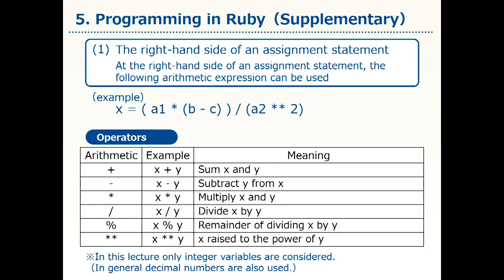These are already prepared. For example, we have addition, subtraction, and asterisk is used for multiplication. A slash is used for division. And the percentage sign, this symbol, expresses the computation for calculating the remainder. 2 multiplication symbols are used for calculating exponentiation, such as x to the power of y.